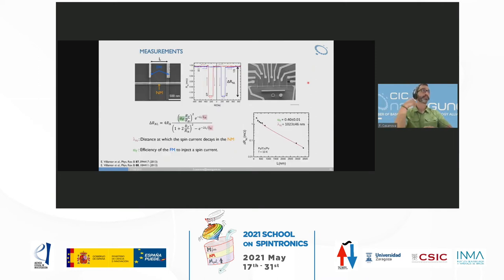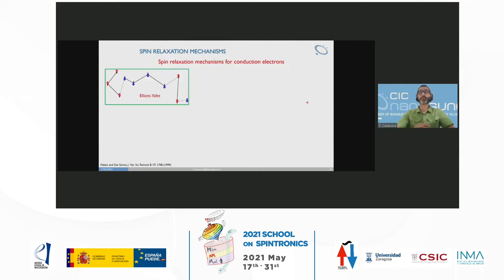So now we can move to the next ingredient we are interested in, the spin transport, okay? Spin transport information can be obtained from this kind of measurements. Also, we get the spin diffusion length here, right? The question is, what is the mechanism? What are the spin relaxation mechanisms in conduction electrons that lead to the loss of spin?